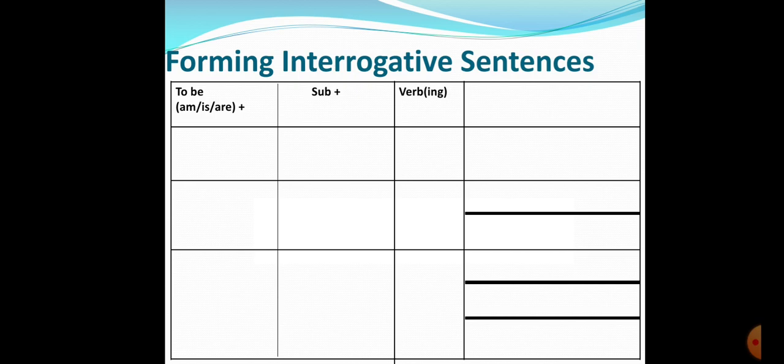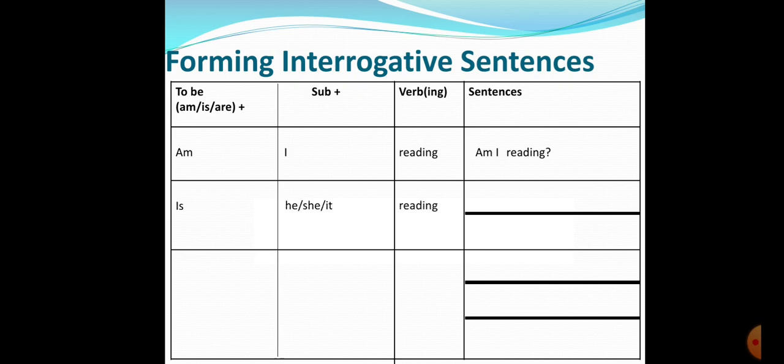Okay, let's look at the sentences. Let's see how we can form interrogative sentences here. So first, as I said, am with a capital letter A, then you add the subject I, because it is am. Then reading, so am I reading, and the question mark at the end.